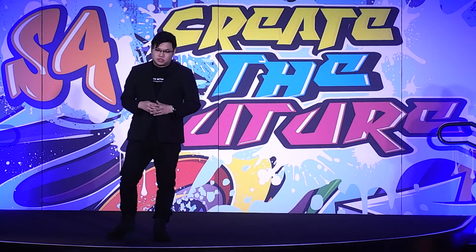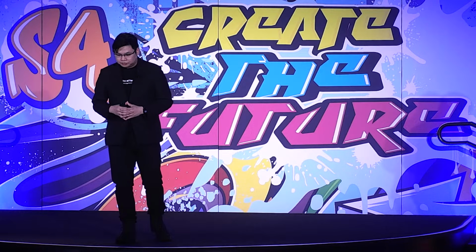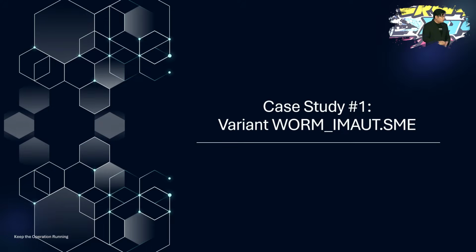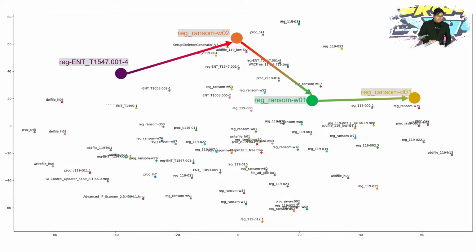And in our research results in this testing, we captured 12 malware targets from the 50,000 samples. So we can identify these as different variants, real malware samples. Take a look at the case study here for variant one. In our vectorized figure here, we can identify each behavior one by one as a sequence.